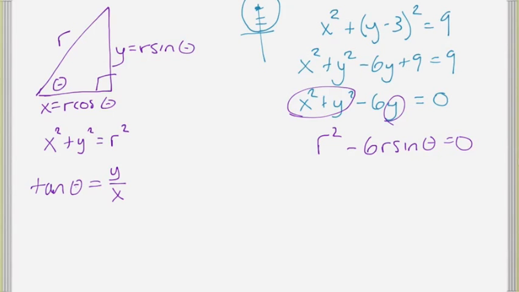How would you solve it? I don't know. How would you solve for r? You just have to say, you could factor out an r. Would you have to use the quadratic formula? You could use the quadratic formula.